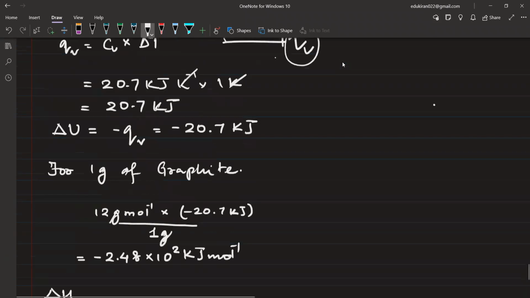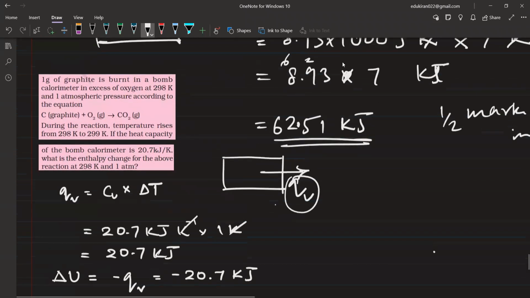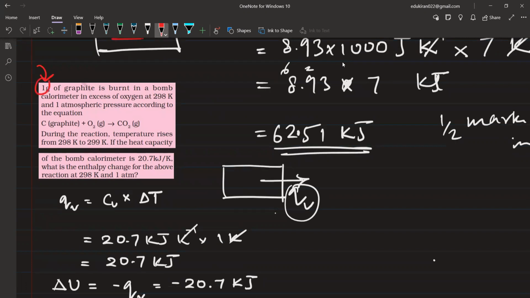देखिए, see what we have done, we have burnt 1 gram of graphite. ठीक है, we have burnt 1 gram of graphite and we have got the values for them. And the questioner is asking what is the enthalpy change for the above reaction. Experiment के बारे में नहीं पूछ रहा. This is another thing that you have to always take care, whether it is asking about the experiment or it is asking about the reaction.